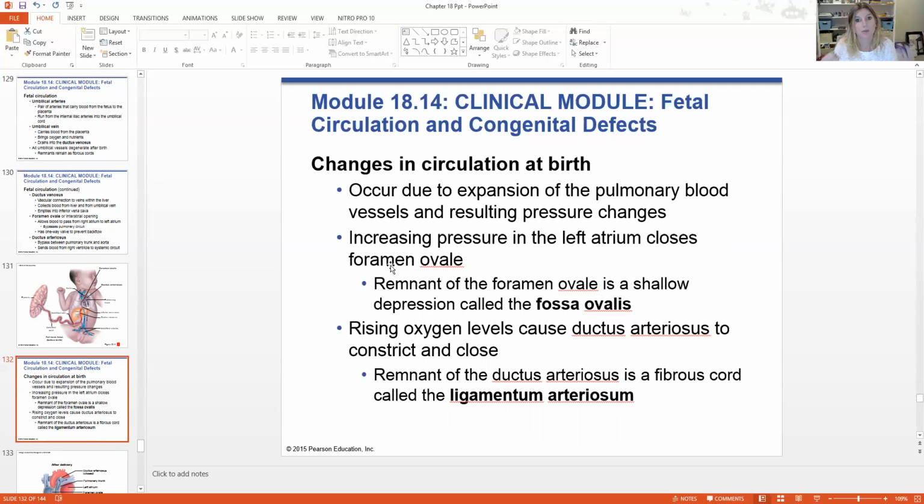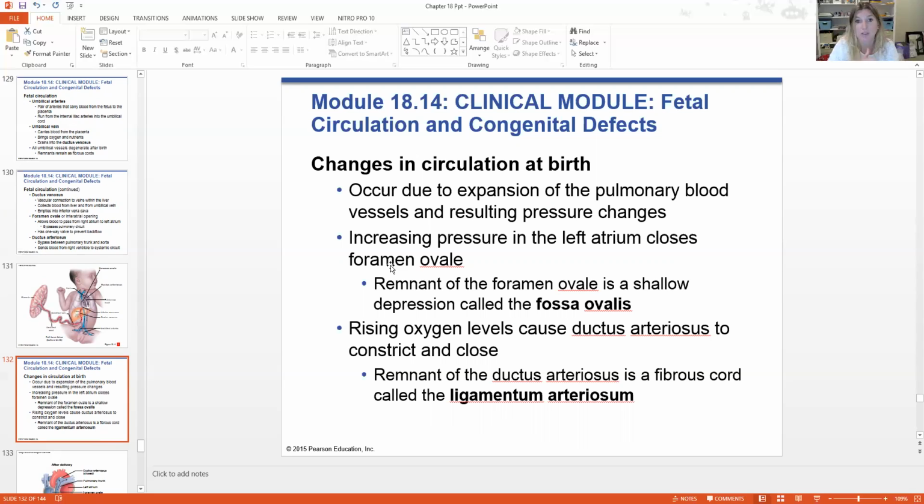So when the baby's born, and now it suddenly hits that air, it has this change in pressure. So air rushes into the lungs, and it expands the pulmonary cavities and allows for those vessels to now dilate and become usable. So this increasing pressure in the left atrium is going to close that foramen ovale, and it should lock, right? It's closed and shut in place.